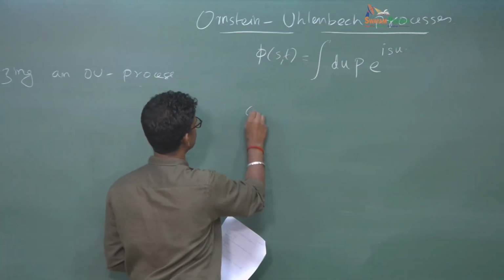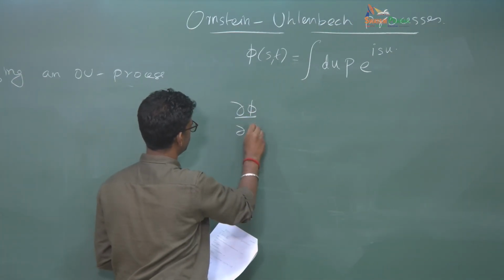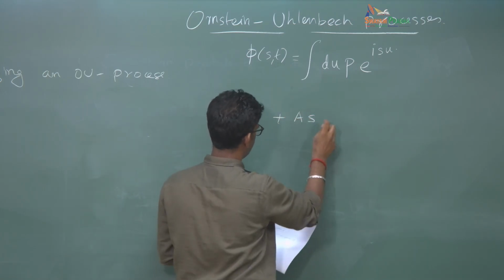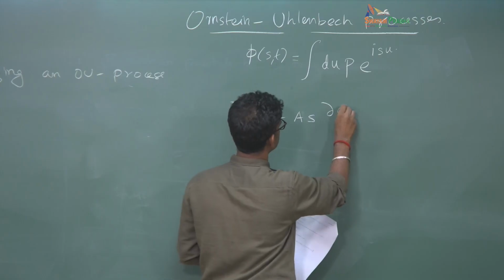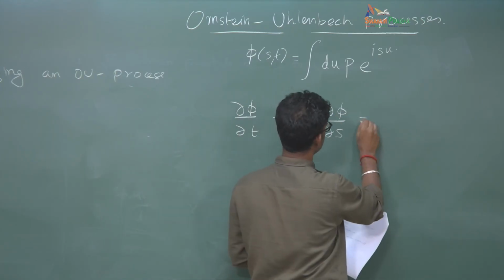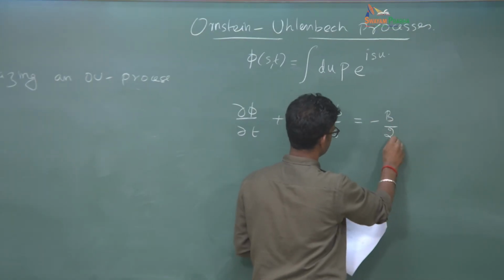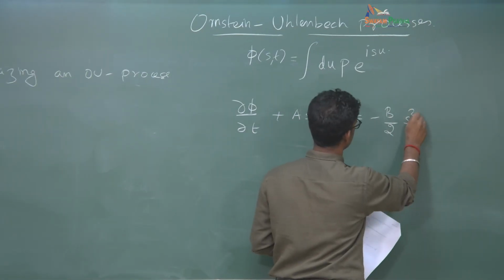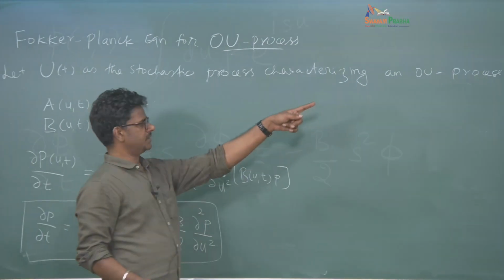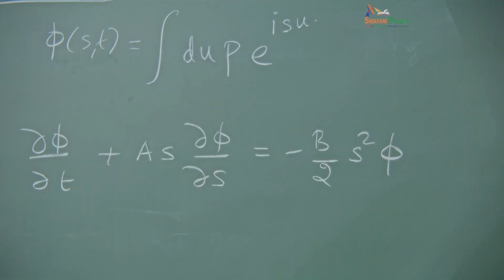dou phi by dou t plus a s dou phi by dou s is equal to minus b by 2 s square phi. So using that transformation, when you apply it to this Fokker-Planck equation, you get this equation, and this can be solved.